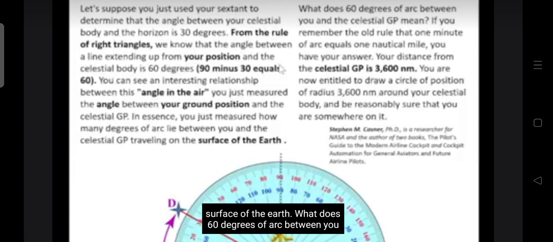What does 60 degrees of arc between you and the celestial GP mean? If you remember the old rule that 1 minute of arc equals 1 nautical mile, you have your answer. Your distance from the celestial GP is 3,600 nautical miles. How do we know that? Well, you minus 30 from 90 gives you 60. 60 times 60 nautical miles, 3,600 nautical miles. You are now entitled to draw a circle of position, a radius, 3,600 nautical miles around your celestial body, and be reasonably sure that you are somewhere on it. Stephen M. Kastner, PhD, is a researcher for NASA and author of 2 books. Next slide, please.